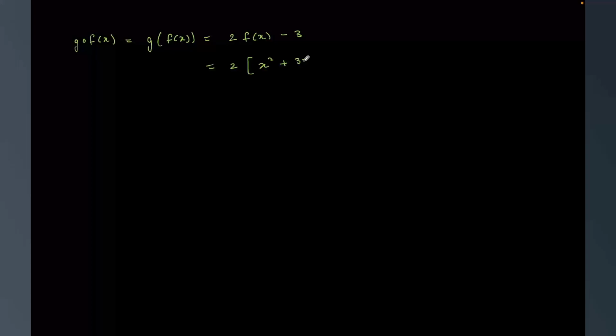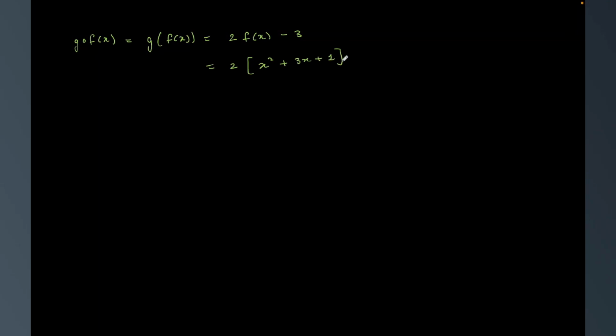We have g of f of x now, right? So what does that mean? g of f of x. All I have to do is put in f of x wherever there's x. So I'll have 2 times f of x minus 3. That's it. Next, 2 times x squared plus 3x plus 1.